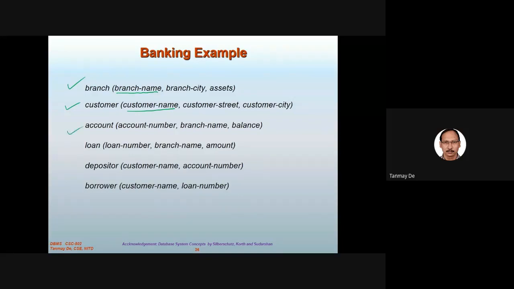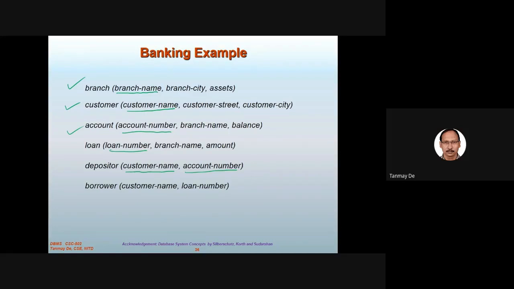Next one is the account. Here account number is the primary key, and branch name and balance are the other two attributes. Loan number is an attribute of the loan relation, along with branch name and amount. In loan, how many total attributes? Three attributes: loan number, branch name and amount. Which one is the primary key? Loan number is the primary key. Similarly in the depositor, customer name and account number are the two attributes, and the combination of these two is the primary key in that case.